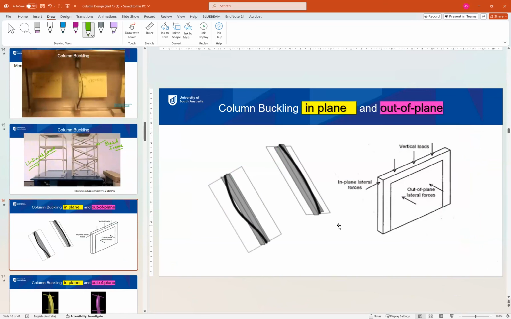Okay, now let's look at the two types of buckling we have for columns. So for column buckling, we have buckling in plane and buckling out of plane. So in plane means in the plane of the element or the frame. Out of plane means out of the frame, out of the plane of the frame.